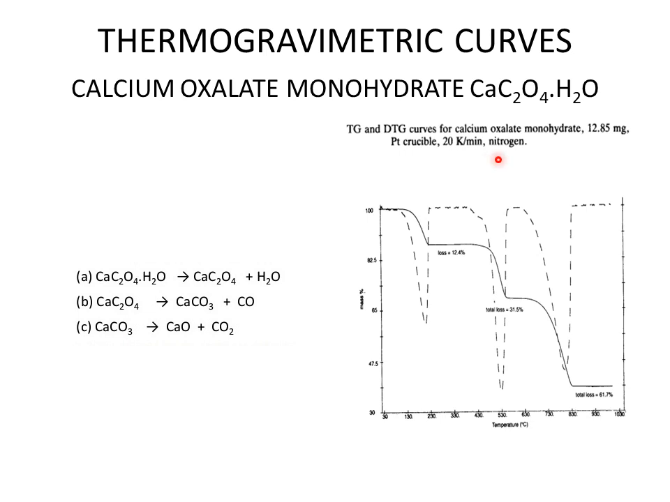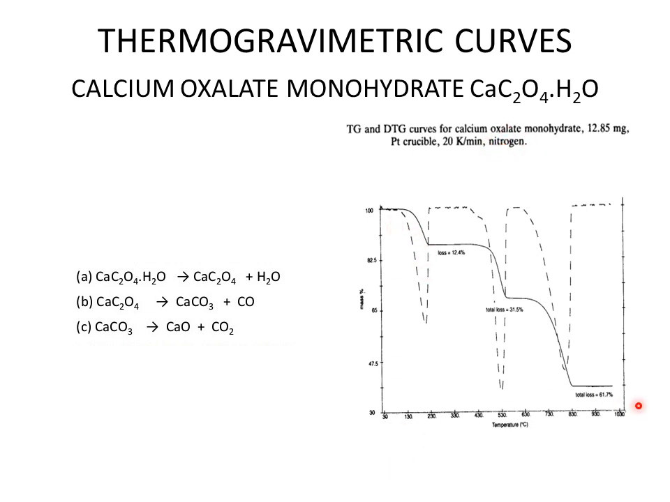And here are the conditions of this run, that is 12.85 milligram of calcium oxalate monohydrate was taken as a sample. It was taken in a platinum crucible, and the temperature programming was 20 Kelvin per minute, meaning the increase in temperature was 20 K per minute, and the atmosphere was nitrogen.